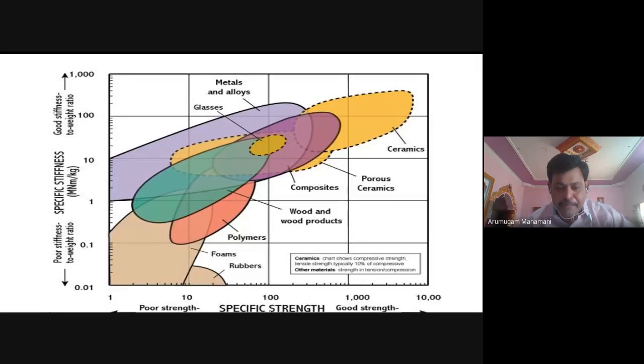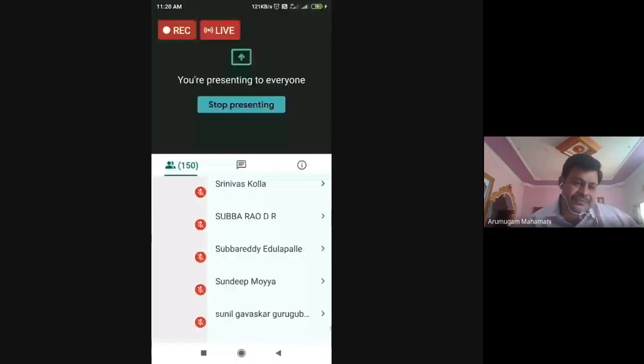This is the graph plotted specific strength versus specific stiffness. These two properties are more important for real-time application. For rubber and foam, both specific strength and specific stiffness are low. Our composite is in the middle, with moderate specific strength and moderate specific stiffness. Whereas the ceramic phase has extreme specific strength, that means a good strength to weight ratio, and extreme specific stiffness, a good stiffness to weight ratio.